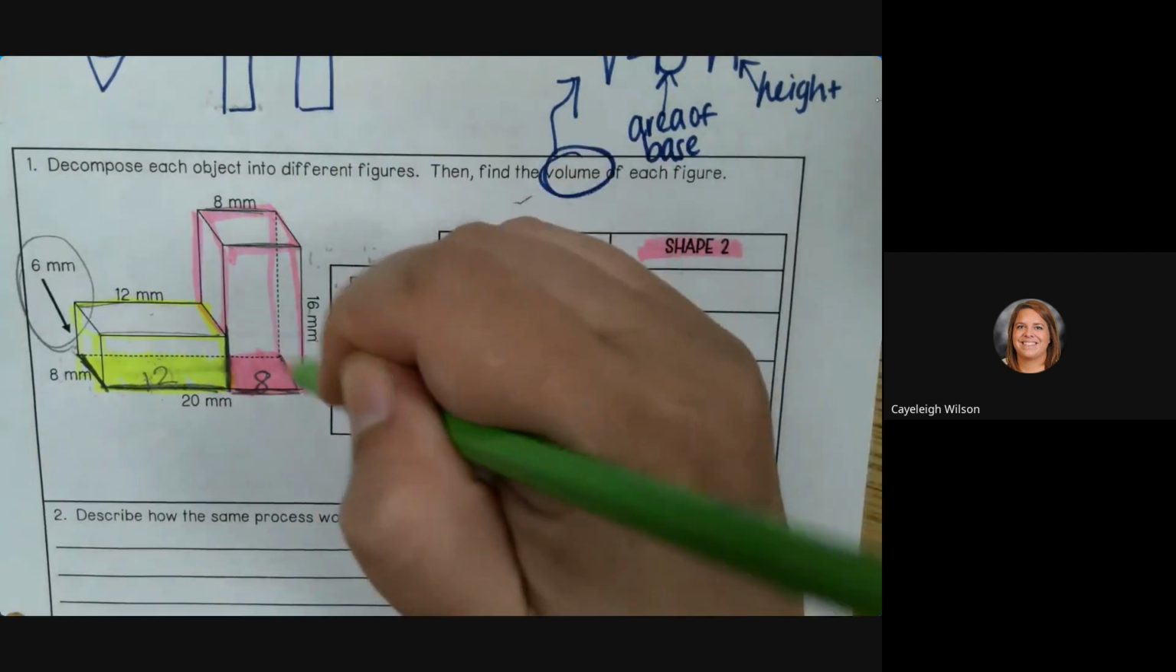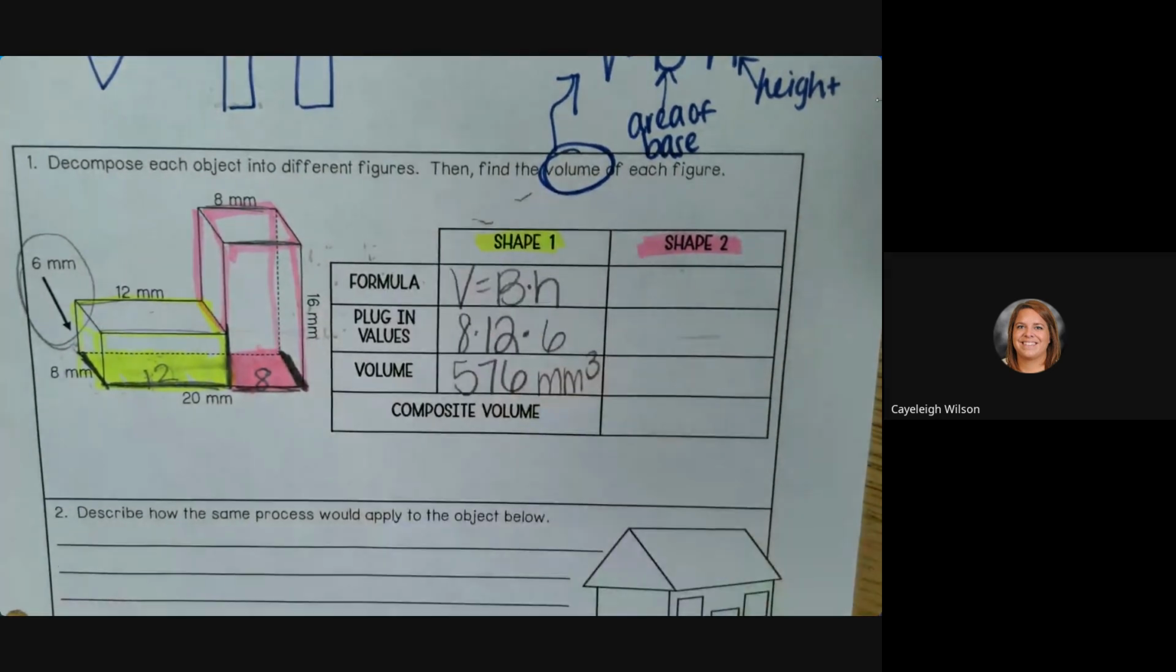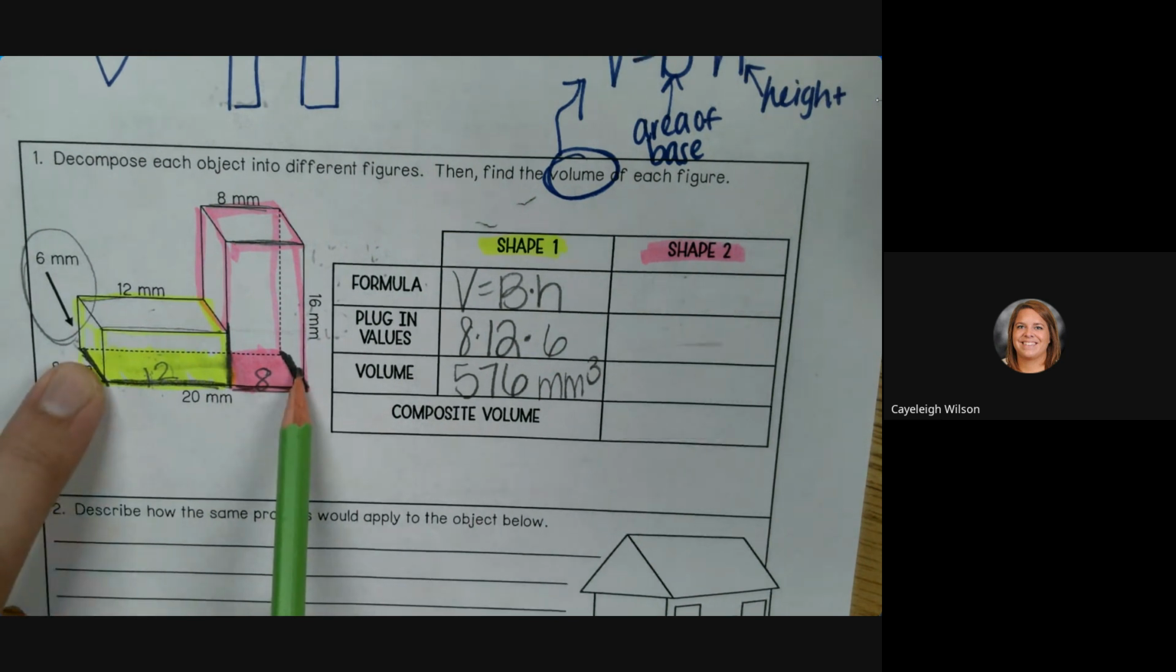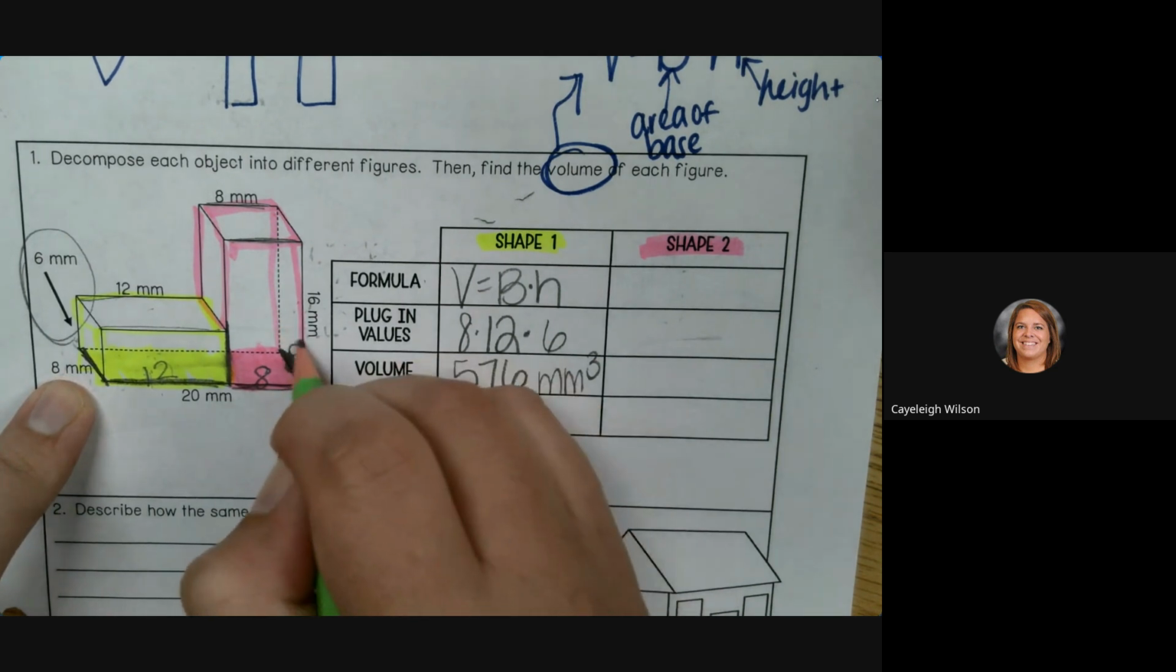But what about this side over here? How am I going to figure out what that is? Ava? So like here, if this and this should be the same because they're all part of that same base. So if this is 8, so is this.